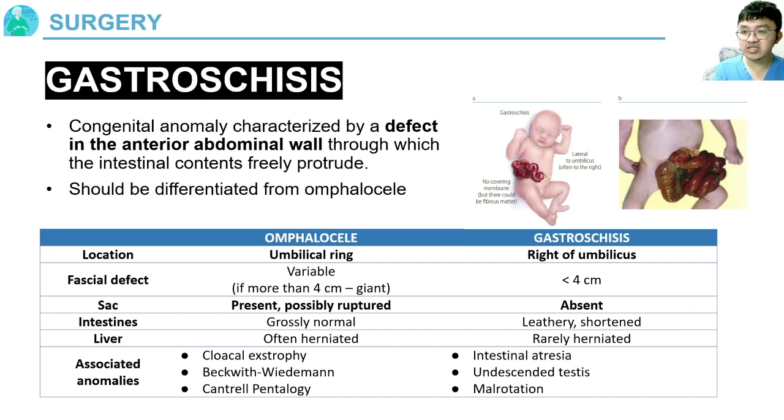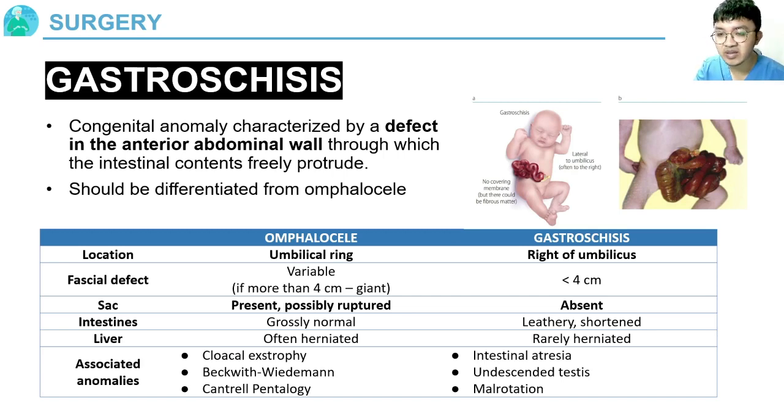Other differential points for your omphalocele and gastroschisis: location. Omphalocele, O. Remember O, it's like a belly button. Omphalocele is in the umbilical ring. Gastroschisis, the letter R. The way I remember it, gastroschisis, letter R, right of umbilicus. Fascial defect is variable for omphalocele. For gastroschisis, it's usually less than 4.